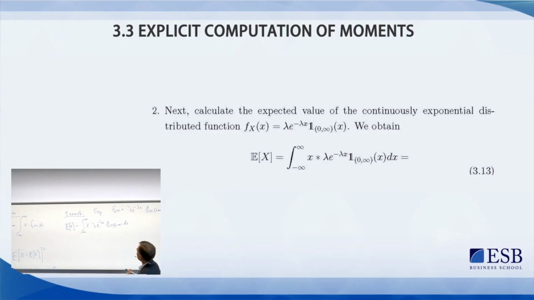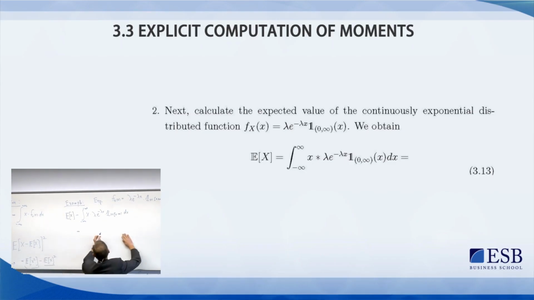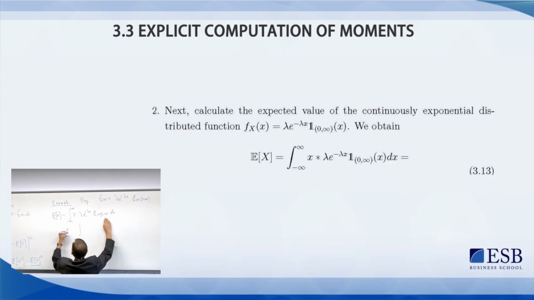Next, I do the integration. Similar to this case, when we have an indicator function, we always first take a look at the indicator and see that this integral only makes sense from 0 to infinity. Even if the expectation in general demands integrating from minus infinity to plus infinity, from minus infinity to 0 this integral is 0, so I can skip this. I bring the indicator outside, and integrate from 0 to infinity, and then we have x lambda times e minus lambda x dx.